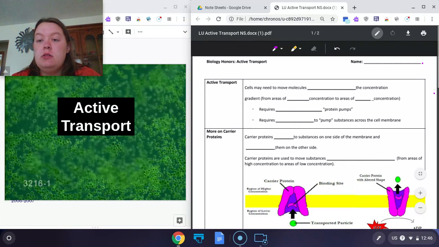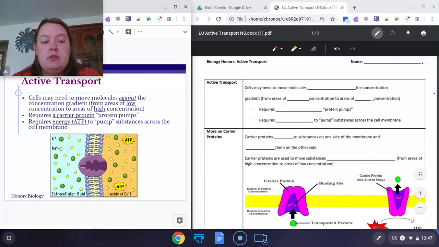So remember, cells need to take things in and get things out. They can do that by using one of two types of transport, passive transport or active transport. And we're going to be focusing on active transport today.